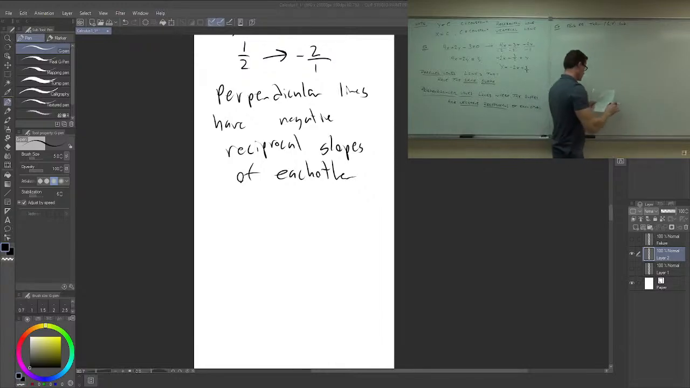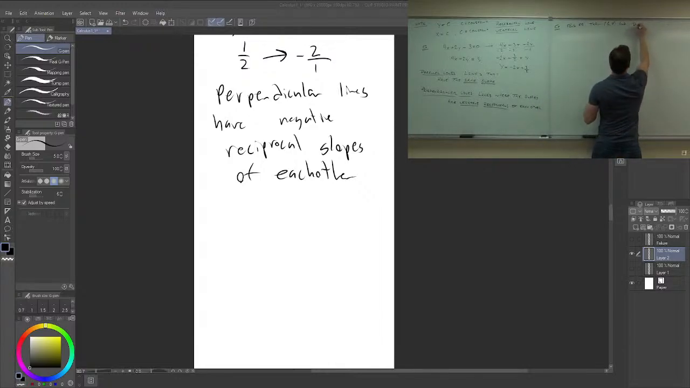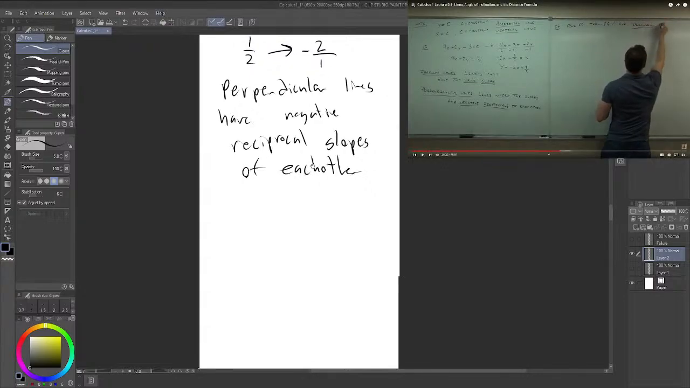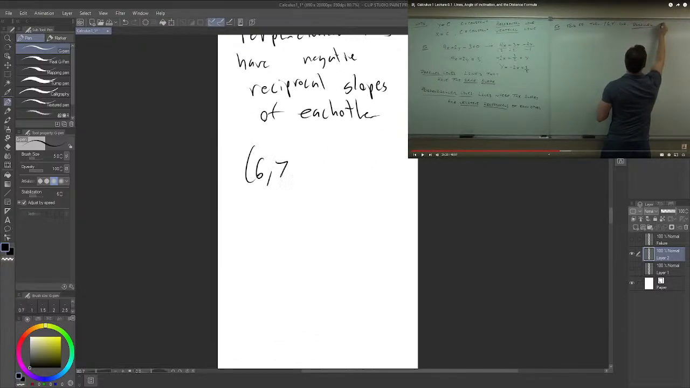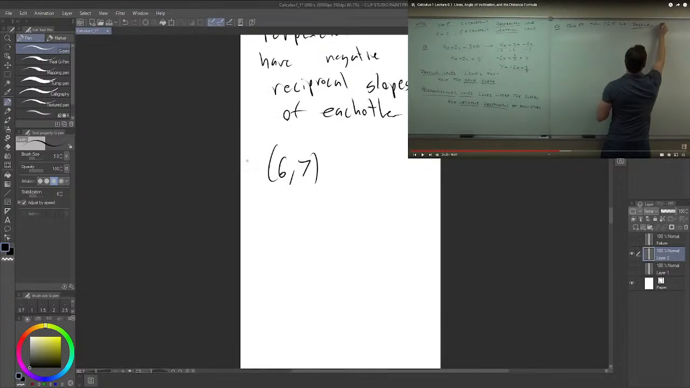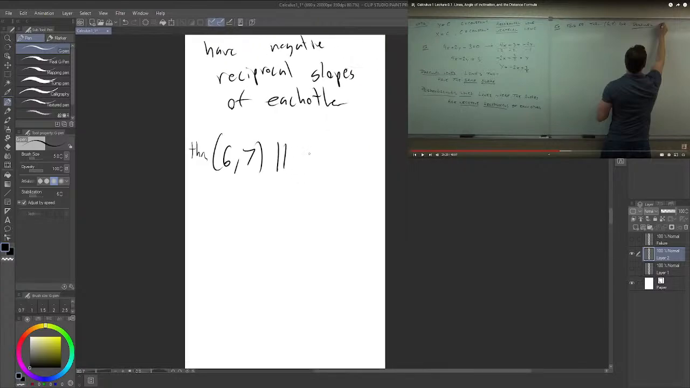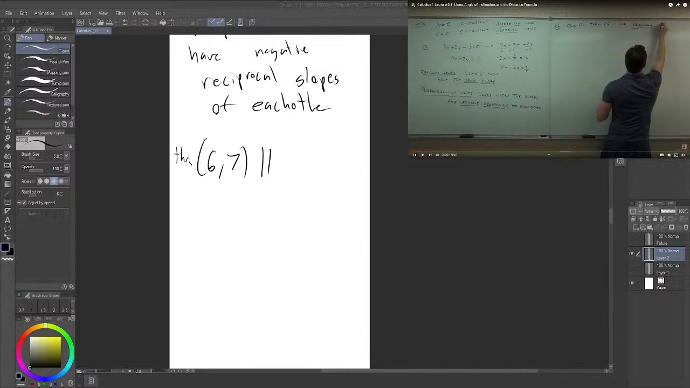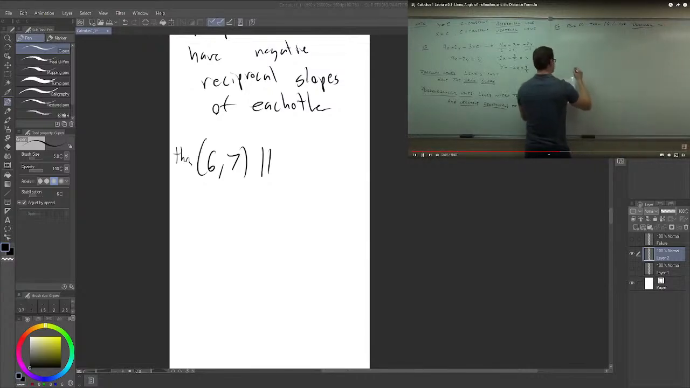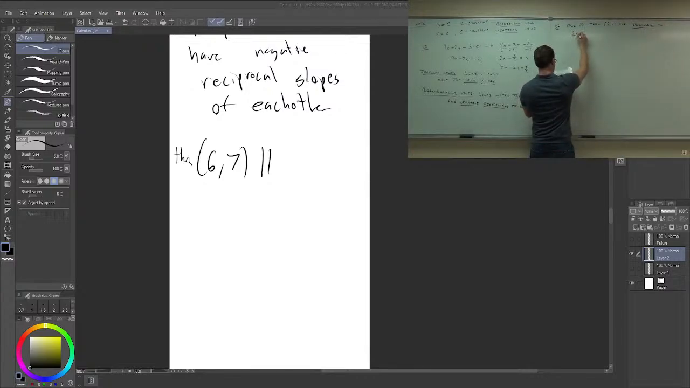And parallel to... write this down. 6, 7. So it passes through 6, 7. Oh, it's parallel to this.